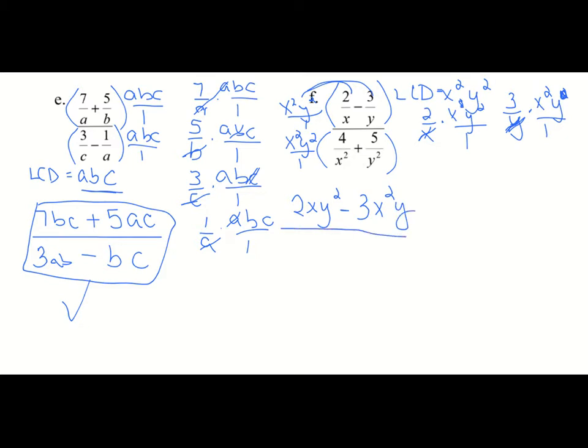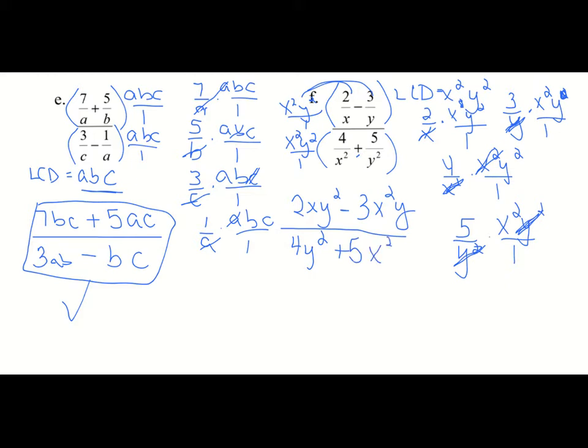On the bottom, I'm going to do 4 over x squared times x squared, y squared over 1. So my x squareds will cancel, and it leaves me with 4y squared. Keep my plus sign, plus. And then we do 5 over y squared times x squared, y squared over 1. My y squareds will cancel, and that's going to leave me with 5x squared.